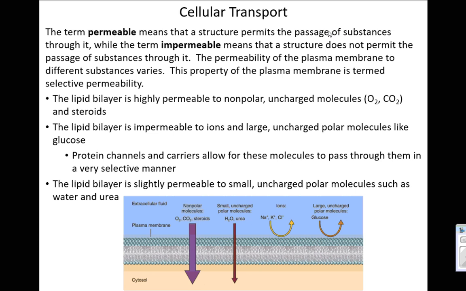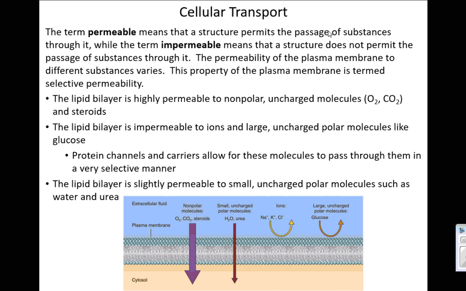These terms might be brand new to you. If they're not, great. If they are, that's okay. The terms permeable and impermeable are opposite one another. Permeable means that a structure will permit the passage of substances through it. Impermeable means that it won't. So the word permeability refers to whether or not something passes through. And so we describe the plasma membrane as having selective permeability. What do I mean when I say that? Only certain things can pass through it.